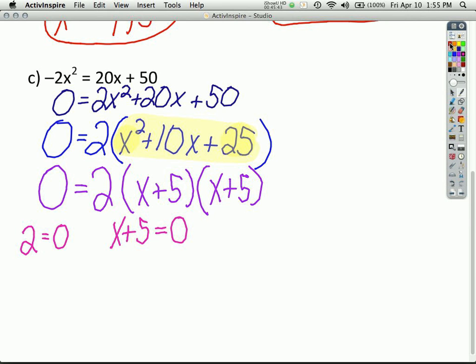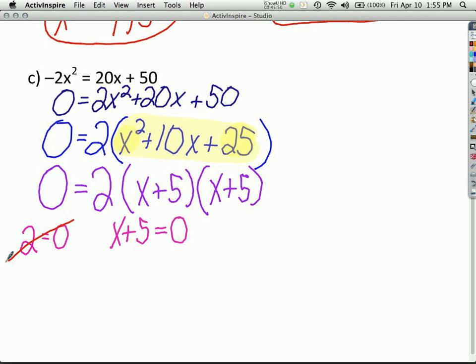So go ahead and solve. 2 equals 0 is not something you can solve, so we disregard that. So just solve x plus 5 equals 0. X equals what? Cheyenne? -5. Any questions about how we went through this?